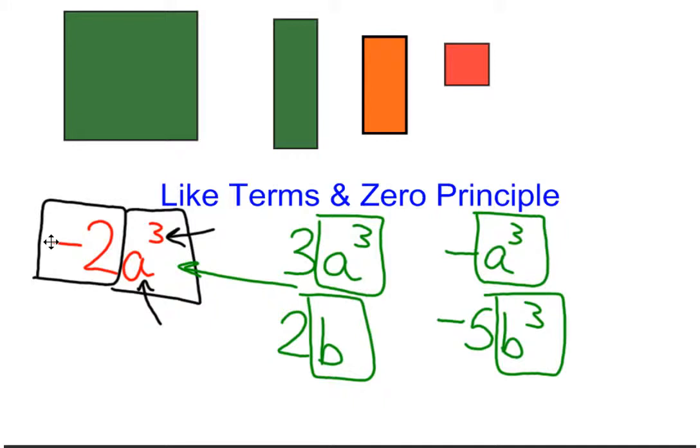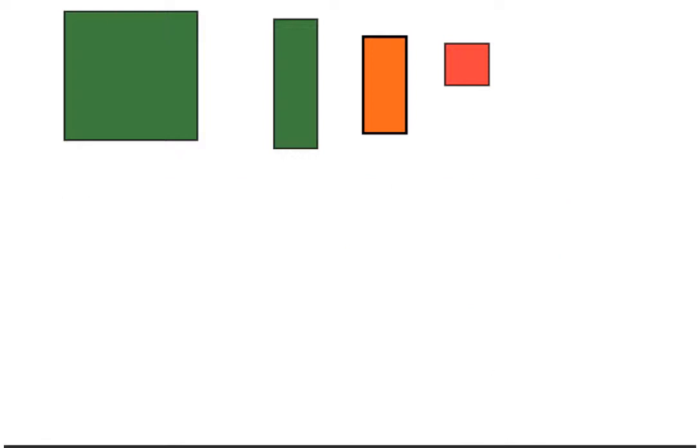We need to know what like terms are when trying to apply the zero principle. So let's move on to talking about that now. The zero principle is used to cancel out or get rid of like terms. Now we're going to look at using algebra tiles to help us understand how like terms work and how we can use the zero principle. Here's an algebraic expression that we're going to work with. 3x plus 2x.